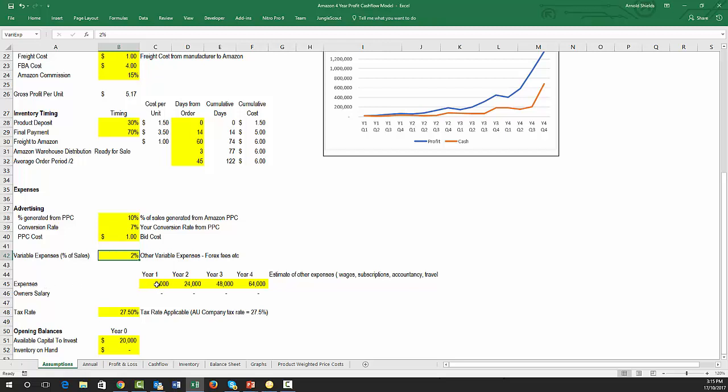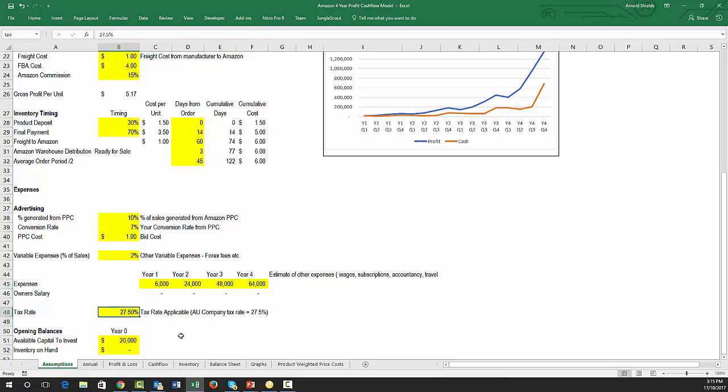Then we've got these fixed expenses. Now, these are things like wages, accountancy fees, it might be travel, it might be some subscriptions you've got, it might be conferences, training seminars that you do, and you can change those to whatever you like. It could be employees or VAs along the way.